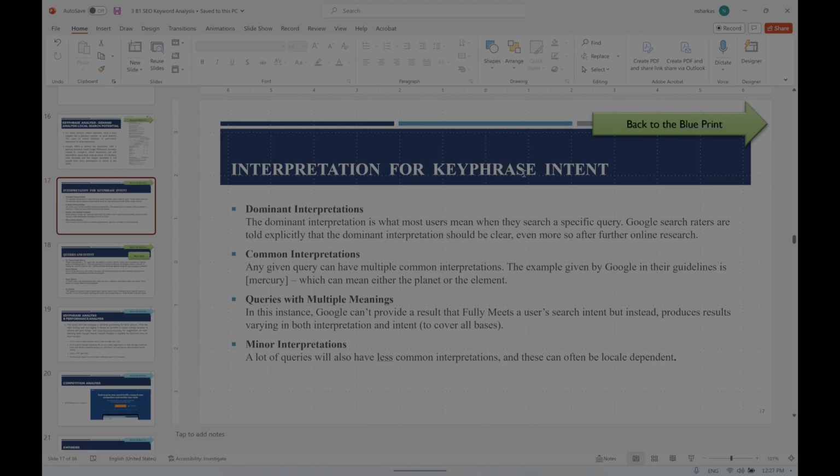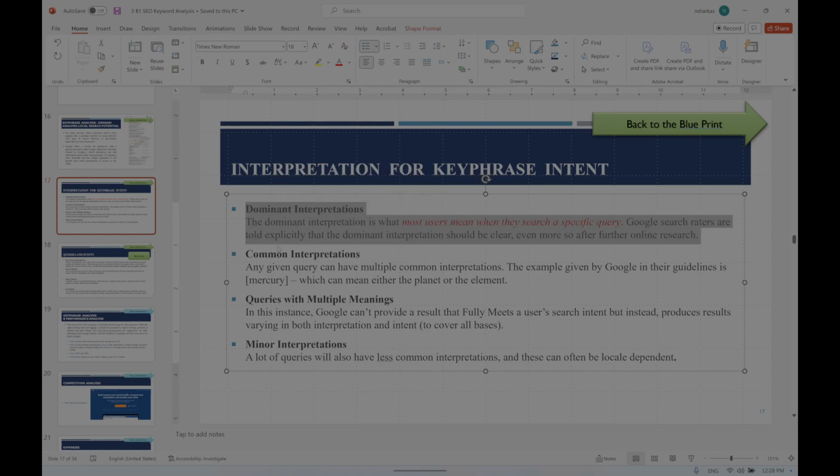So basically I covered almost all of this in my video, but over here you really need to understand that there are different interpretations of your intent with Google. There is a dominant interpretation. The dominant interpretation is what most users mean when they search for a specific query. Most users who search for mercury, for example, probably mean the mercury substance. Google search raters are told explicitly that the dominant interpretation should be clear. So when the most used meaning is clear, you can see this as a dominant interpretation.